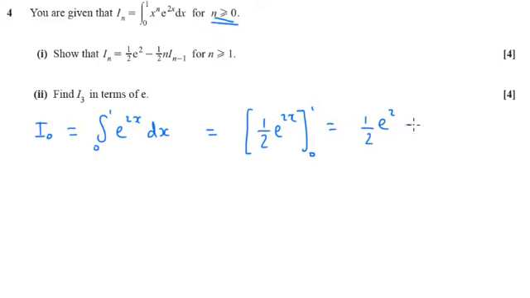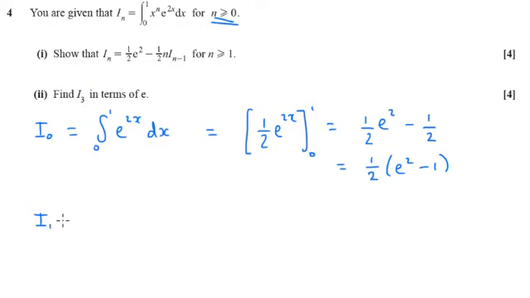When we put 0 in, we're not going to get 0 this time. We're going to get e to the power of 0, which is 1. So we're going to get a half. So a half e squared take away a half, or we could write that as a half e squared take away a whole 1. That's I0. So I always start with the smallest value that we're allowed for n and then build it up a step at a time until we get to the term we want. Some people start off with this one and work back in stages. This is just the method that I like to use.